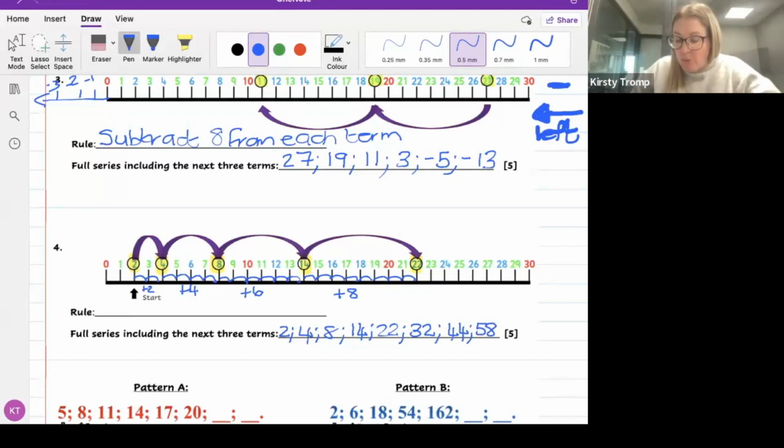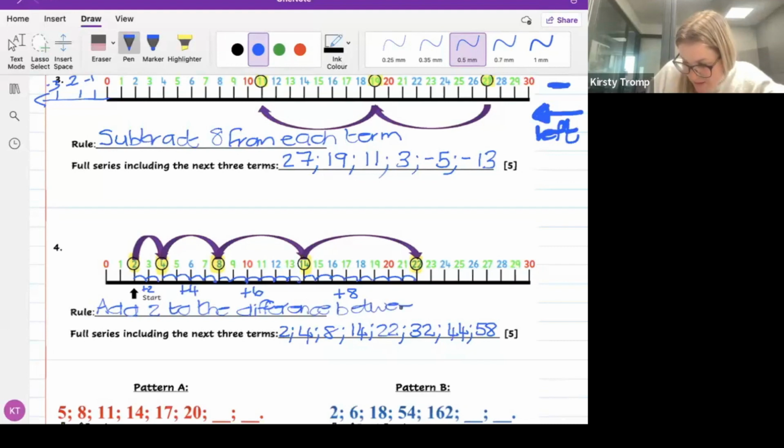So my rule, what am I doing each time? Okay, it's a bit of a different one. So it's a different rule. So we're going to add 2 to the difference between the terms. So that one's a little bit more tricky than the one we did before.